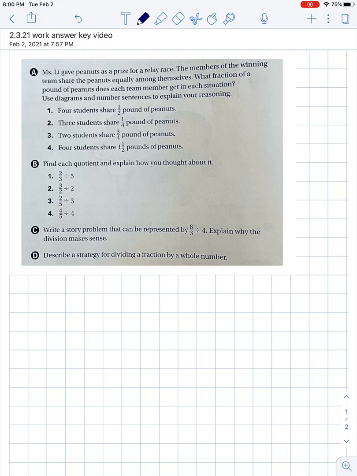All right, let's go through the answer key for today's in-class work.